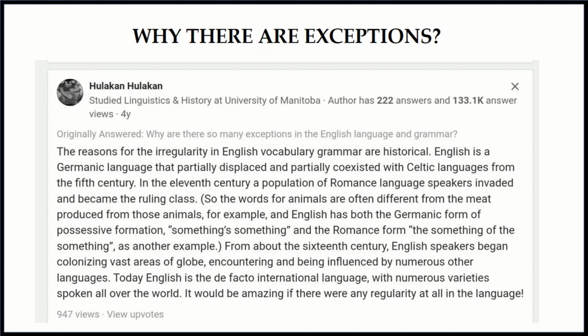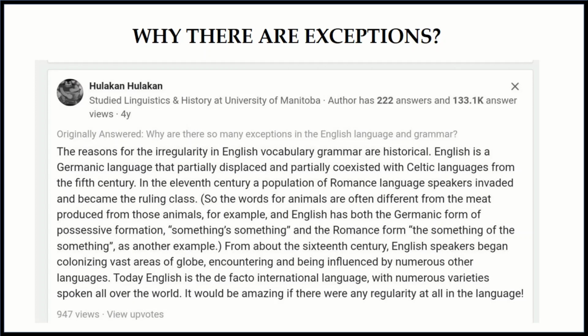So there is this person who answers the question why there are exceptions. He has shared this answer on Quora.com. He tells that the reason for these irregularities or exceptions is because of the partiality, the partial displacement, and the partial coexistence of different languages. So you see, English is composed of more than one language. There are some partialness of Germanic language and some other partialness of Celtic languages. So somewhere there were displacements.